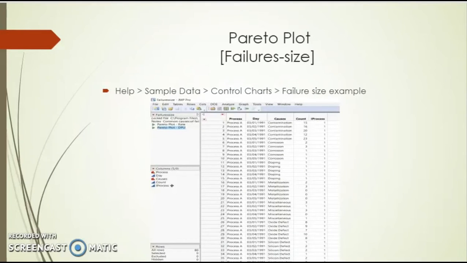Pareto plots are like the ranked order histograms that include a cumulative percentage line. For this presentation, we chose the failure size example from the sample data. In JMP, we go to Help, choose Sample Data, Control Charts, and then use the failure size example. In this table, we have the process columns, which are process A and process B. We have the day, causes, count, and iProcess columns.